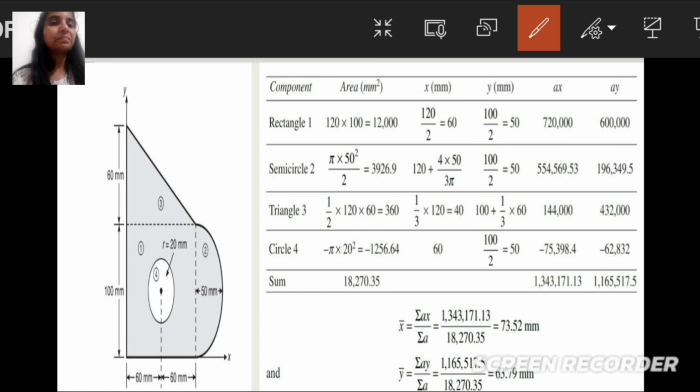Now let us find out the centroidal distance of x-axis of the triangle. It will be 1 by 3 into 120 equal to 40. Same thing, we'll find out the centroidal distance of x-axis in the circle. It will be 60.